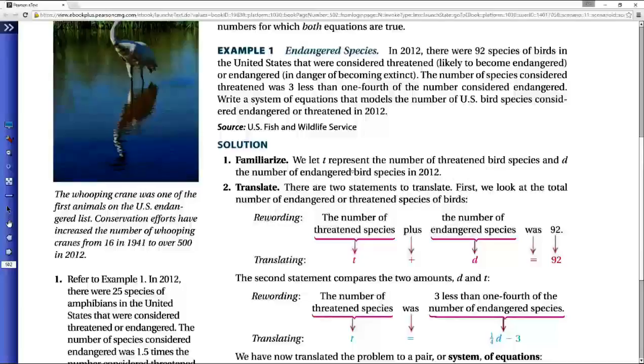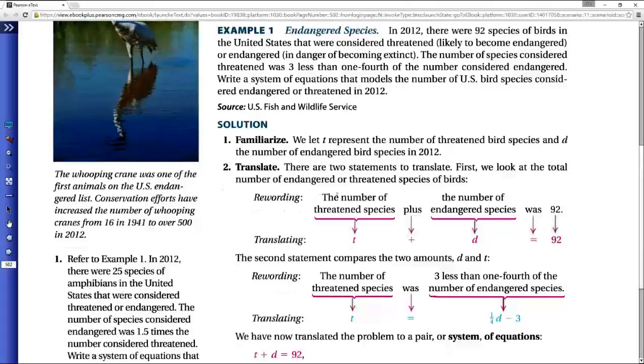What are the things we don't know? A lot of times, what are they going to ask us for, or what are the answers they want to get out of this problem? A lot of times that'll be your definition of your variable. In this case, there's two things. We have endangered and threatened species.